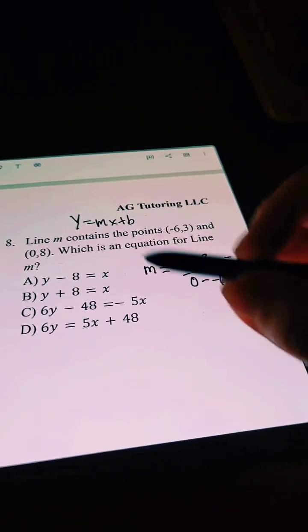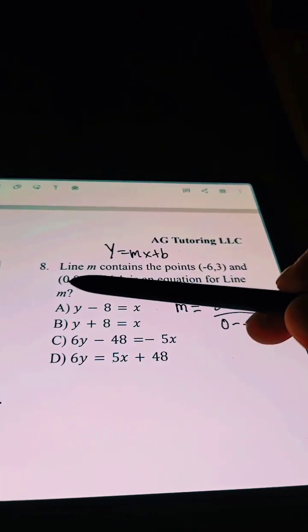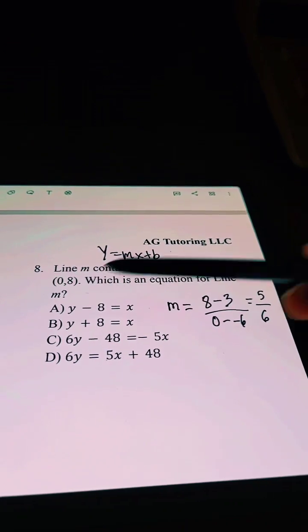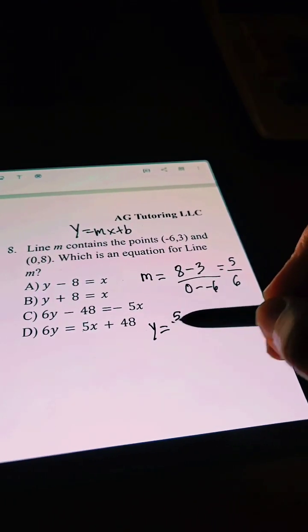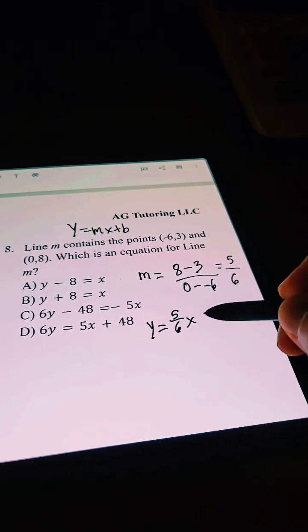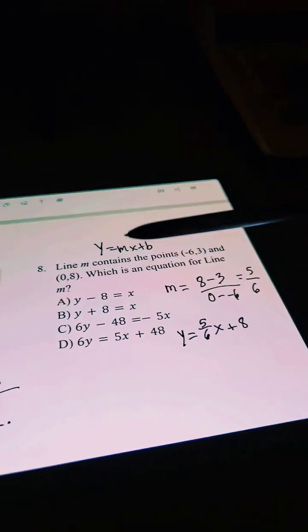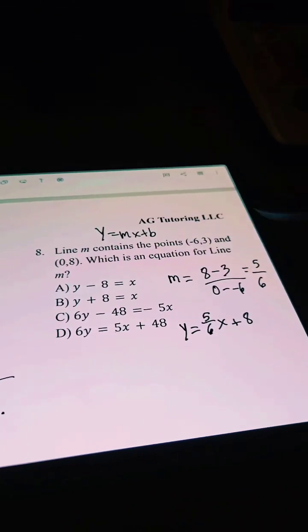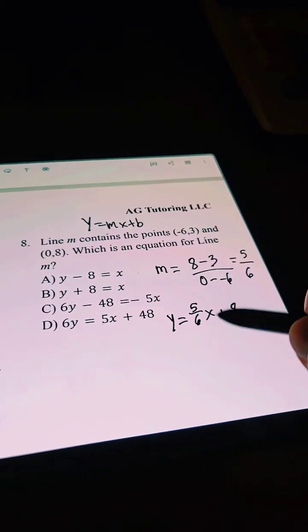We already know what the y-intercept is, because the y-intercept is whatever the y value is when x is equal to 0, so b, the y-intercept, should be 8. So if we plug that in to get an equation, 5/6 is the slope, and then plus 8 because that's the y-intercept, right? Now you'll notice it doesn't look like the answer choices, so we have to manipulate it to look like one of them.